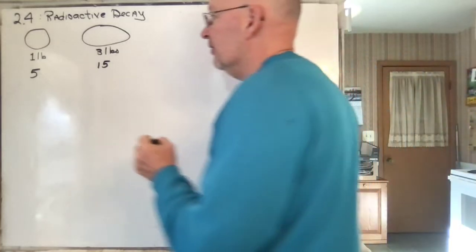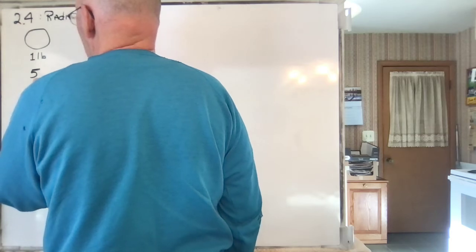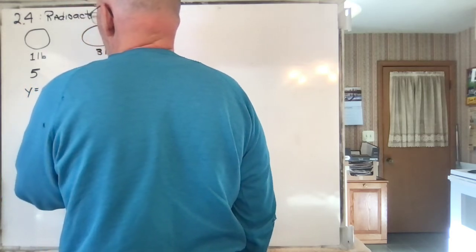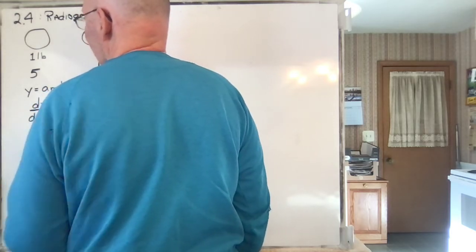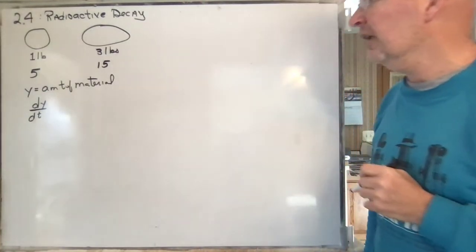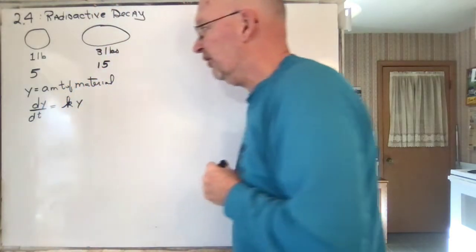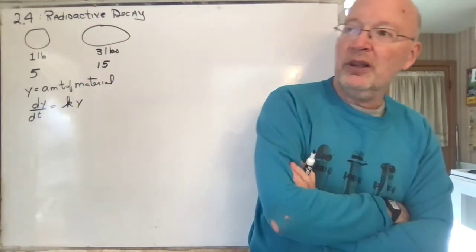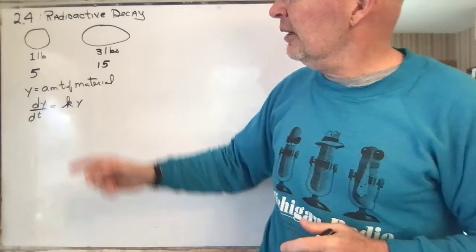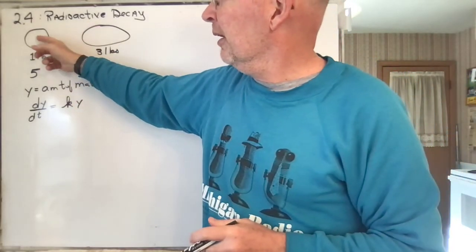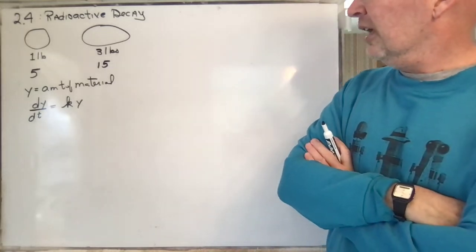And so what you're saying is that if y is the amount of material which is decaying, then the rate of decay into a new substance, from radium into lead, I believe, is proportional to how much is there. Notice that it's the same sort of equation that we had for population growth. The difference is that in this case, the amount of radium is going to be decreasing. The amount of lead is increasing, but the amount of the actual radioactive substance you're looking at is decreasing.